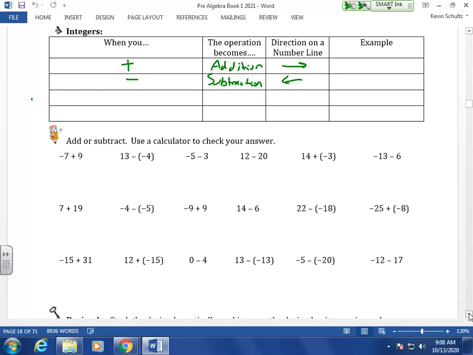Yeah, Connor. Right. If you're adding a negative, and we see a couple examples of that here: 14 plus negative 3, negative 25 plus negative 8. That's another way to represent subtraction. So when you see that, you know that you're going to the left on the number line.